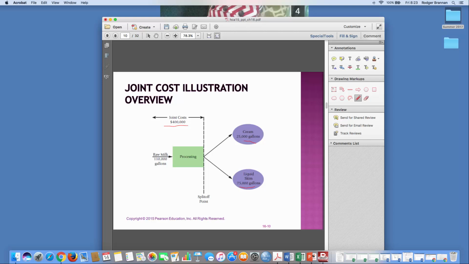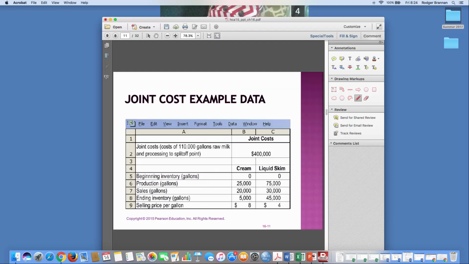So in this case, with physical measures, 25 and 75 gives you 100,000 total output. It would be a 25-75% split to allocate the joint cost. It is a measure that can be used, but it's not as common. Now, the assumption we're going to look at here is that the joint costs are $400,000.